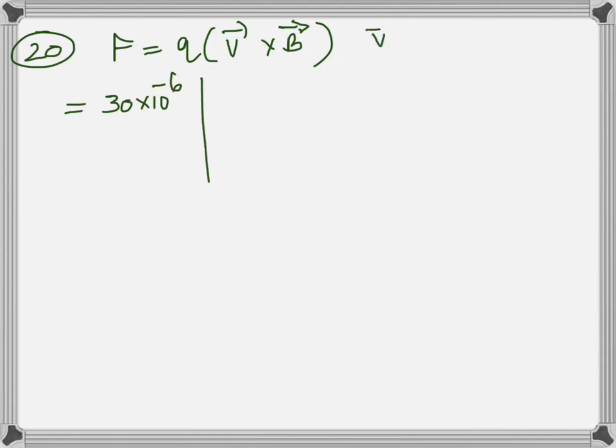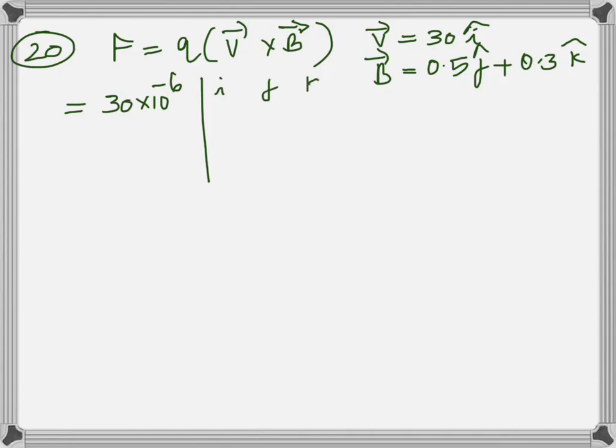On 20, to find the magnetic force, it's Q V cross B, so velocity is along the x-axis and therefore it can be written as 30i. Well, the charge is 30 times 10 to the negative 6. Now velocity is 30i, B is 0.5 j plus 0.3 k. So use the matrices there.